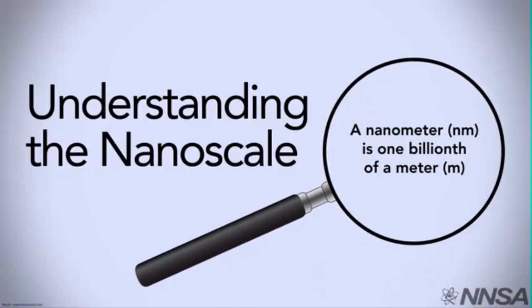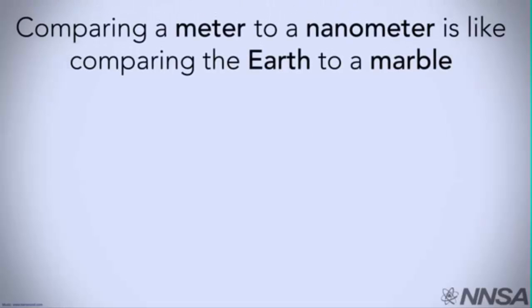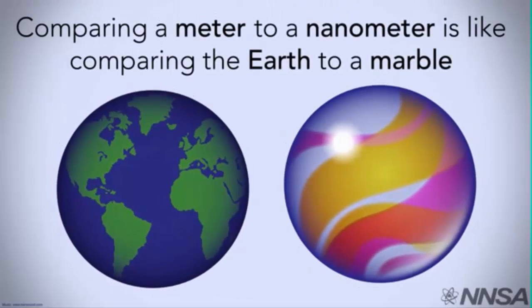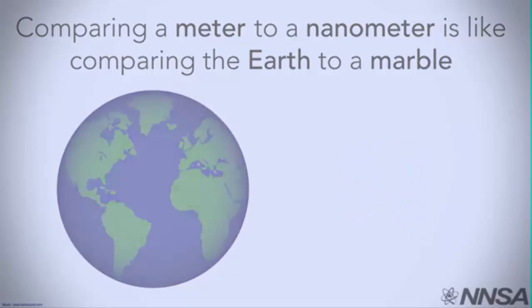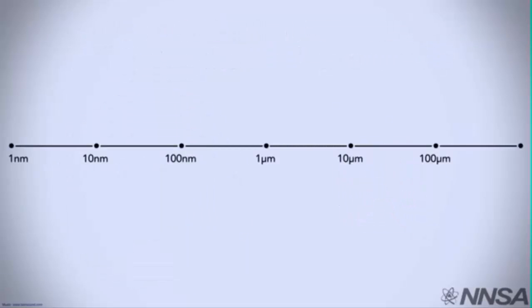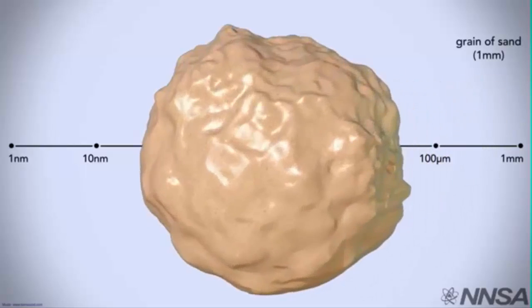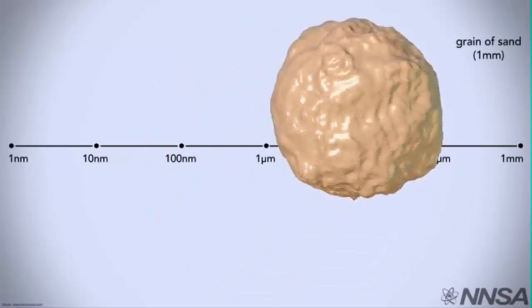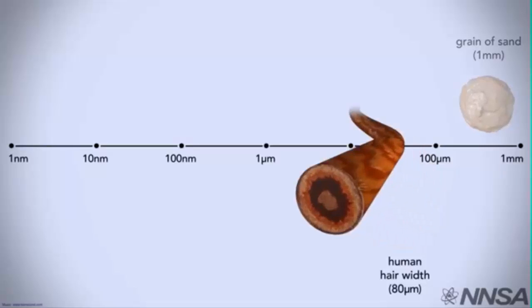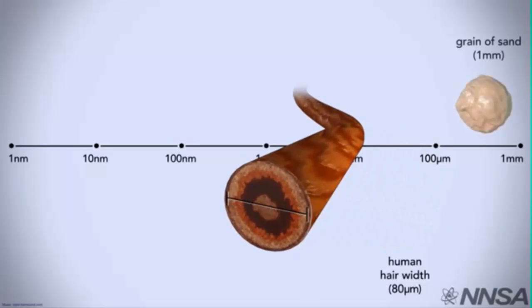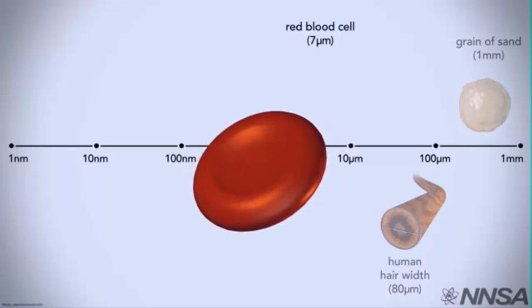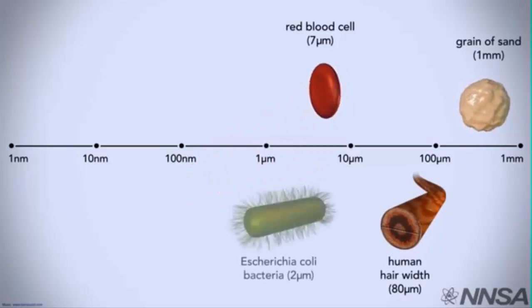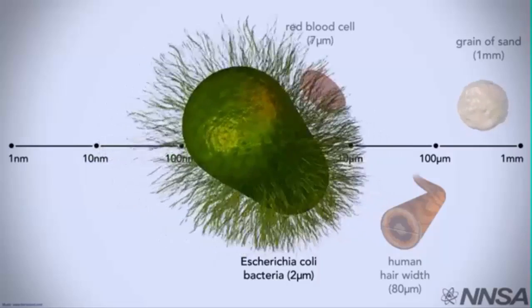A nanometer, I told, is one billionth of a meter. I will give you some examples. Comparing a meter to a nanometer is like comparing the Earth to a marble. Earth is very big, marble is very small, right? So you cannot see that. For example, a grain of sand is 1 millimeter. Then human hair is around 80 micrometer. Red blood cell is 7 micrometer. Then you have E. coli bacteria, that is 2 micrometer.